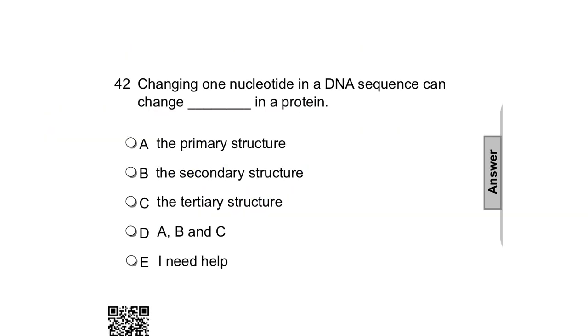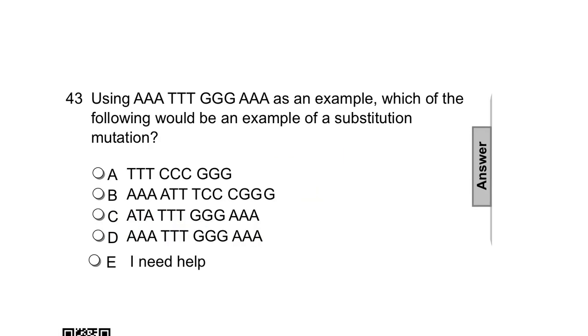Okay, changing one nucleotide, making a different nucleotide, or deleting it, or inserting it, can change everything. The primary structure, which is the sequence of amino acids in the protein. The secondary structure, how the protein folds up into alpha helixes or beta sheets. And tertiary structure, or the quaternary structure, it won't fold properly and make the right three-dimensional globular shape. So it's all those. Okay, substitution means one or more of the nucleotides got switched out with something else.